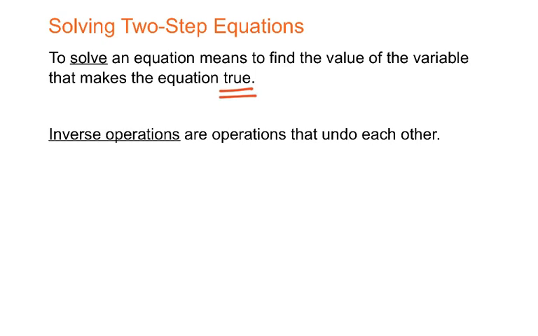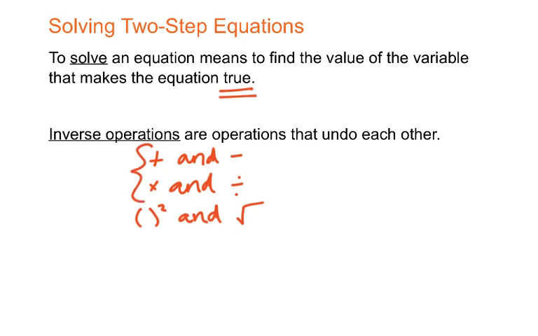So we talked about this in the last video, but addition and subtraction undo one another. Multiplication and division undo one another. We have things like an exponent of 2 and a square root undo each other. We're going to focus mostly on these, though. So let's take a look at an example.